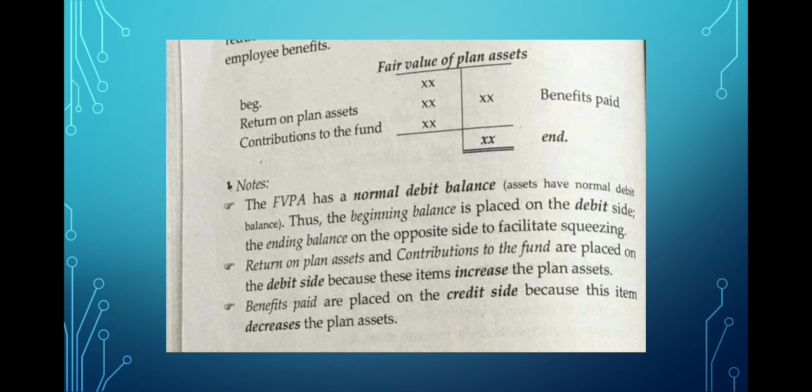So here, we can see an illustration. On the debit side, we have the beginning balance, the return on plan assets, and the contributions to the fund. And on the credit side, we have the benefits paid, disclosed with the end.